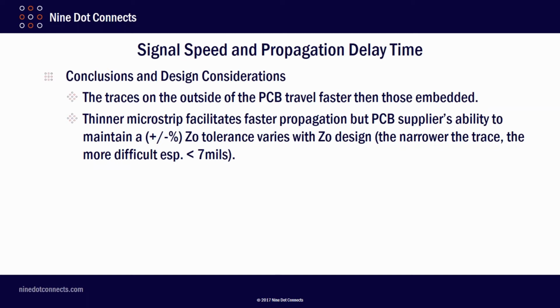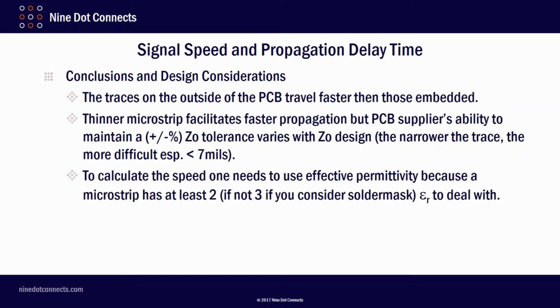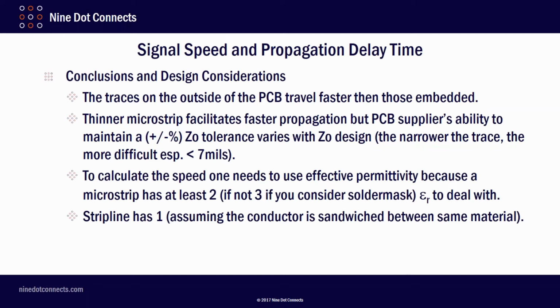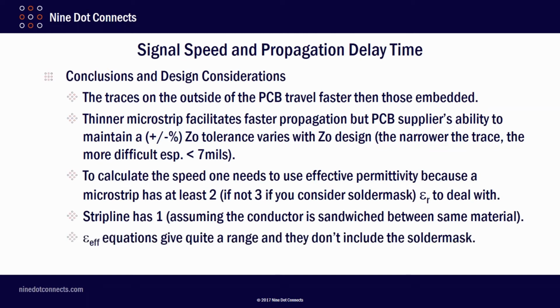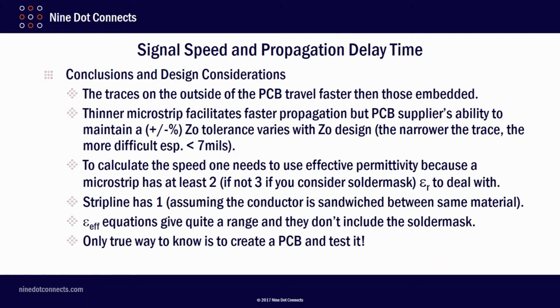To calculate the speed, one needs to use effective permittivity, because a microstrip has at least 2, and 3 if you consider the solder mask, different epsilon R to deal with. Stripline has 1, assuming the conductor is sandwiched between the same material. The effective permittivity equations give quite a range, and they don't include the solder mask. The only true way to know is to create the PCB and then test it.